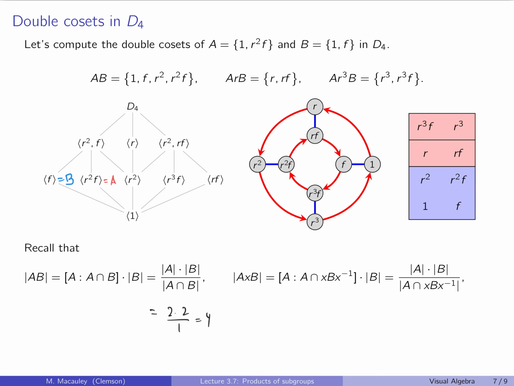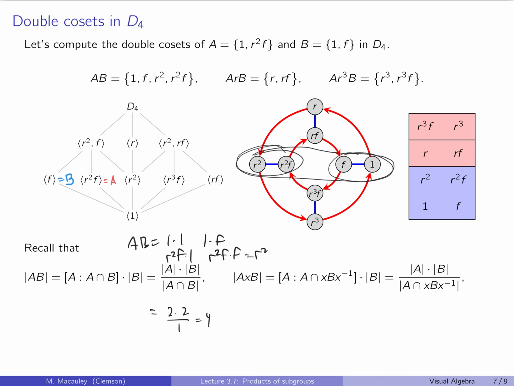So indeed, if we do AB, let's write it down here. AB equals 1 times 1, 1 times f, r squared f times 1, and r squared f times f, which is r squared. So we get 4 distinct elements: 1, f, r squared f, and r squared. Right here, those are the following 2 cosets. There are 2 left cosets of B, right there.